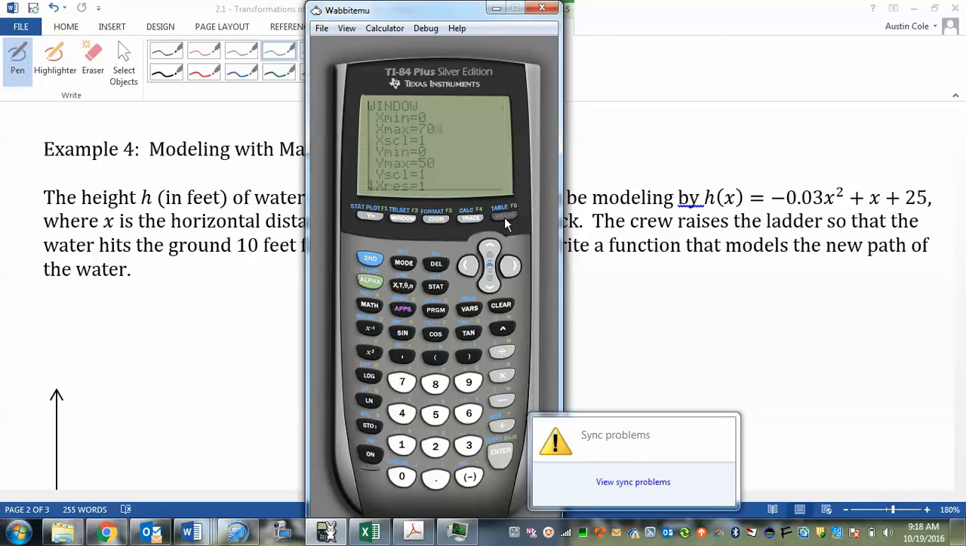70. And so if I hit graph now, that's a little bit better. Does it need to be... I could even go shorter. Let's go shorter. 50. Now, we don't have to get it perfect. You just have to get a general idea of what it looks like.